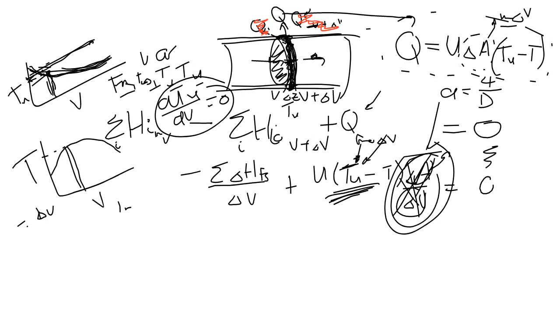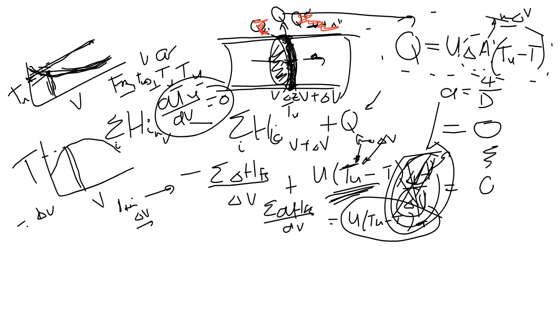And now if I take this, back to the slice, if I take the limit when delta V goes to 0, and I rearrange and shuffle, it ends up being the sum of dH of my flowing streams over dV is equal to U(Ta minus T) times a. Because whether it's dA/dV or delta A over delta V, it's going to give me the same answer.